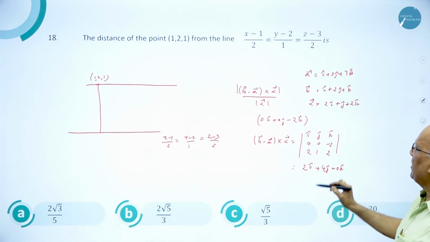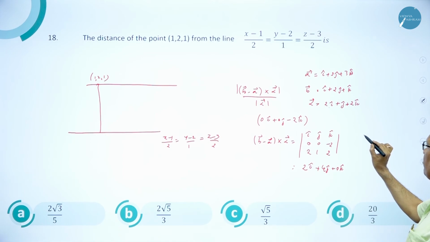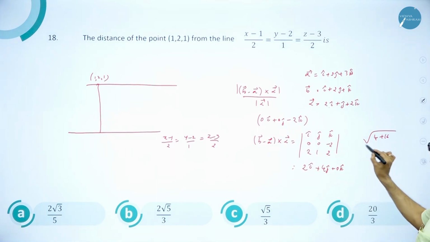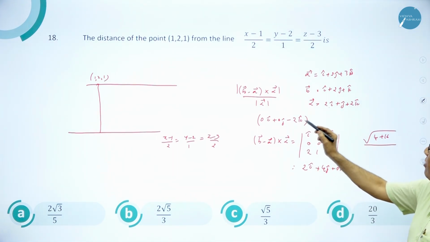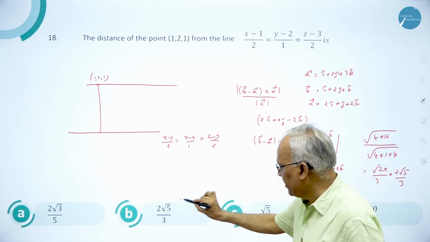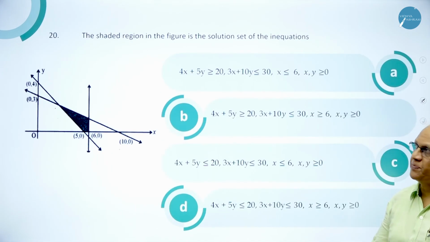Therefore, the required length is the magnitude of b minus a cross alpha, square root of 4 plus 16, divided by the magnitude of alpha, square root of 4 plus 1 plus 4, which is equal to square root of 20 by 3, that is 2 root 5 by 3. Answer is B. This is the answer. So just remember that formula.